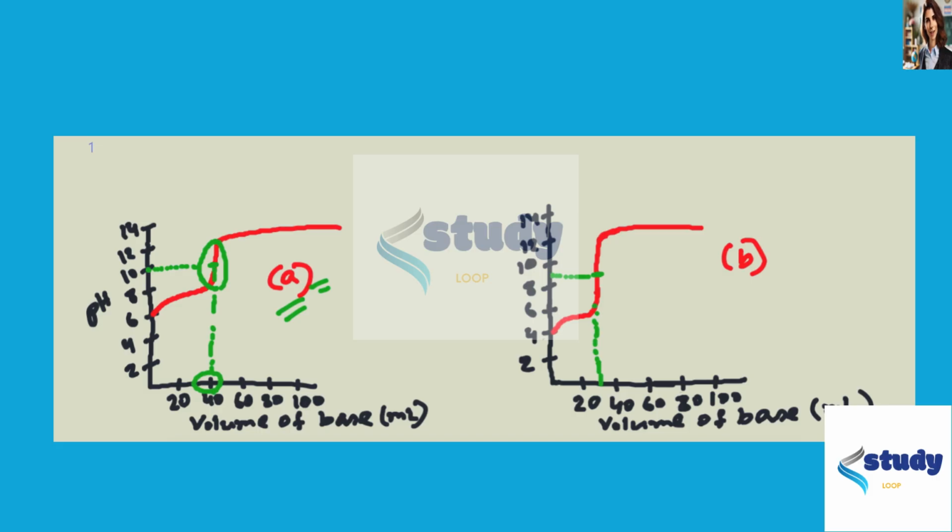That means since in our curve B we have lower volume of base consumed compared to the graph A, where we have a higher volume of base consumed, that means our acid in graph B will have larger Ka value.